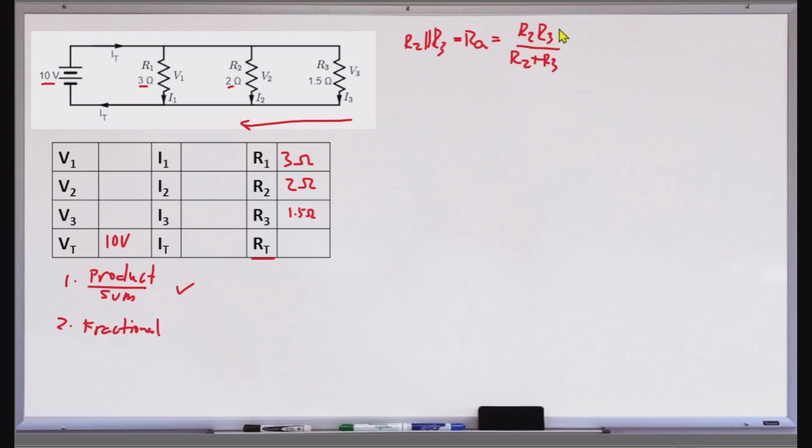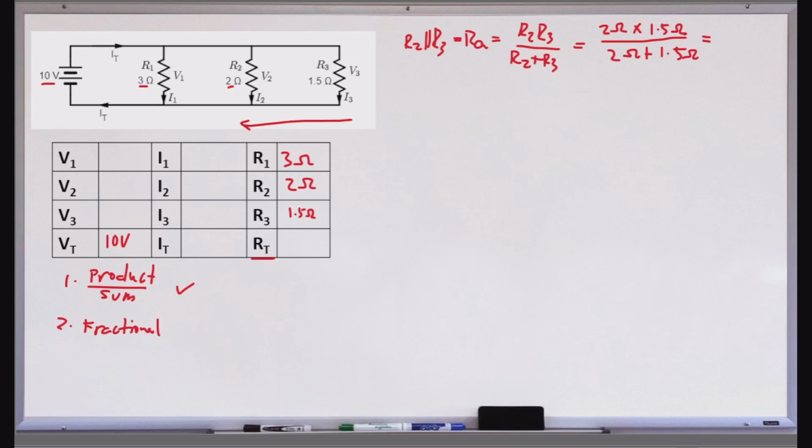So we need to find the product for the numerator and find the sum for the denominator. Let's now plug in the values for R2 and R3. For our R2, we have 2 ohms, and we multiply it with R3, which is 1.5 ohms. And then at the denominator, that will be 2 ohms plus 1.5 ohms.